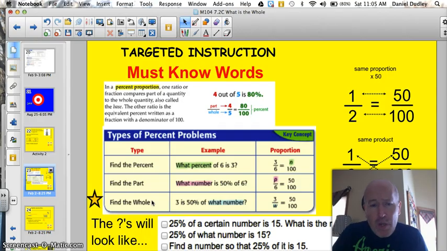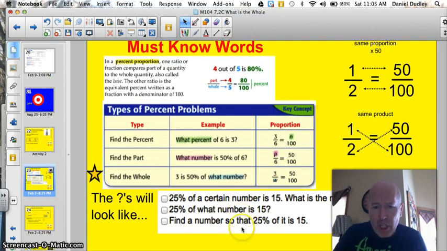All right, we need to find the whole tonight, so that'll be in this bottom position. We'll have the part and we'll have the percentage. Questions are going to look like this: 25% of a certain number is 15. What is that number? 25% of what number is 15? Find a number so that 25% of it is 15, or something very similar.